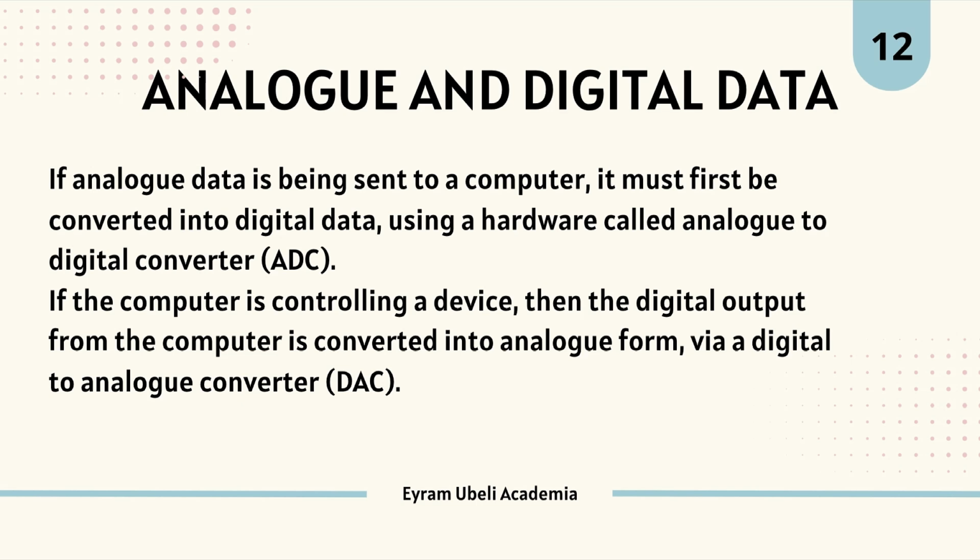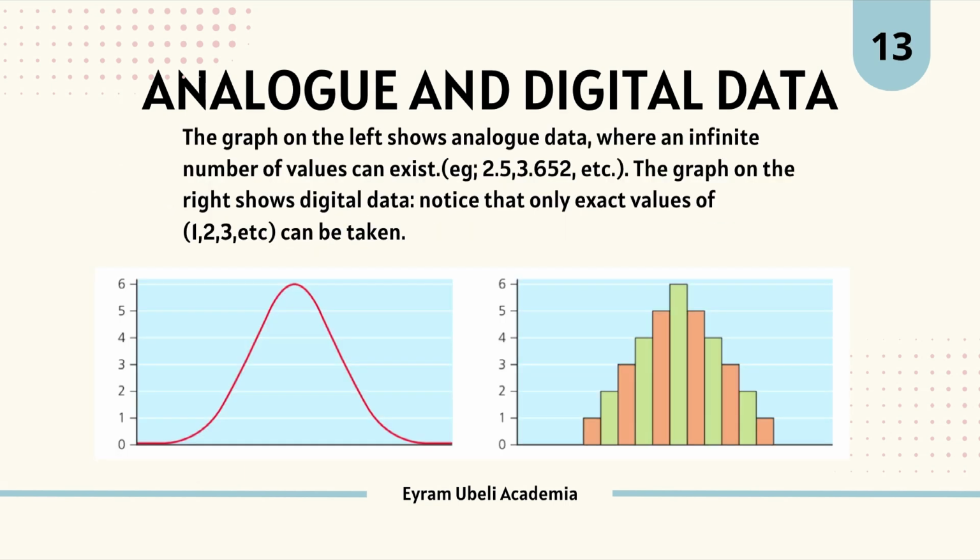So to explain further, computers only understand digital data. Any data coming into the computer as analog must first be converted into digital data for the computer to understand. It's the job of the analog to digital converter, the ADC, to convert analog data from our voices, sound, and video into digital data for the computer to process. If the computer is controlling a device, then the digital output from the computer must be converted into analog data for us to understand. And that is where the digital to analog converter comes in.